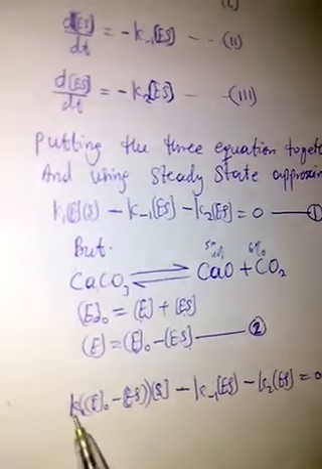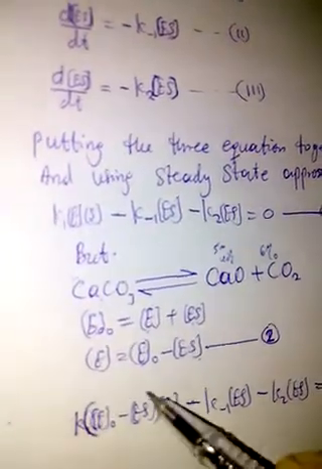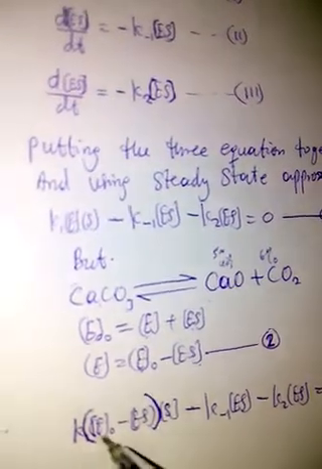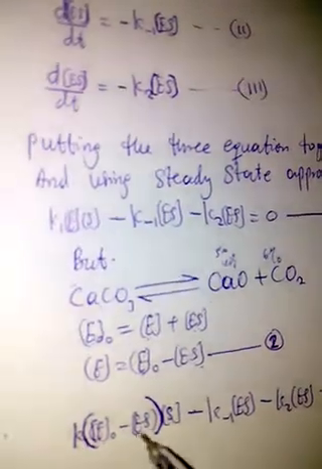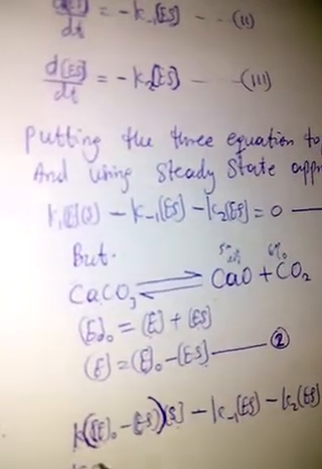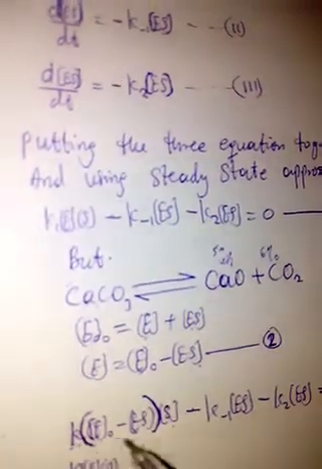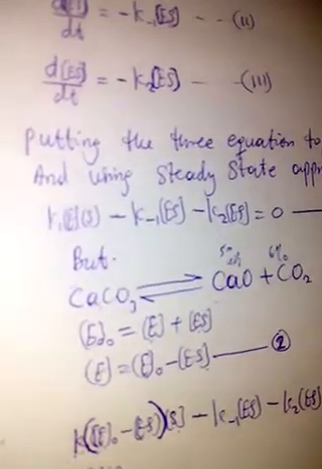Then when I open the bracket, I multiply this by this by this, multiply this by this by this, multiply this by this by this. We have K1 E0, then times S again, and this one times this is K1.